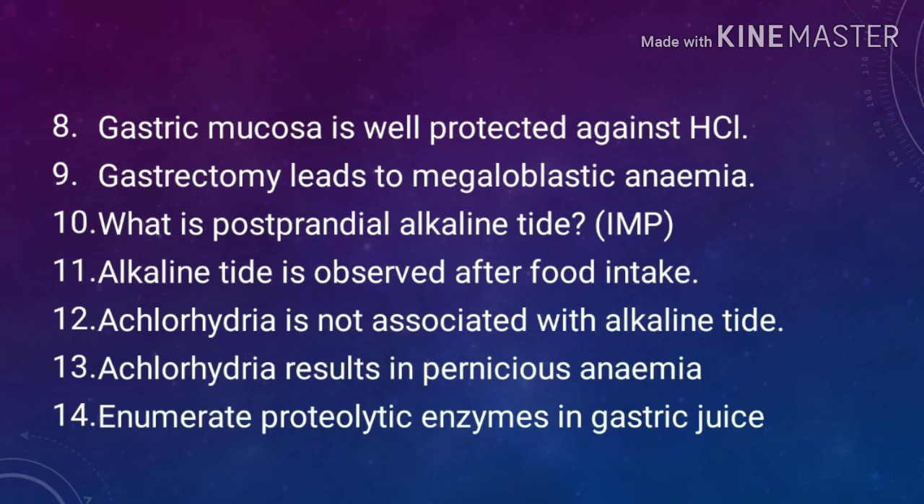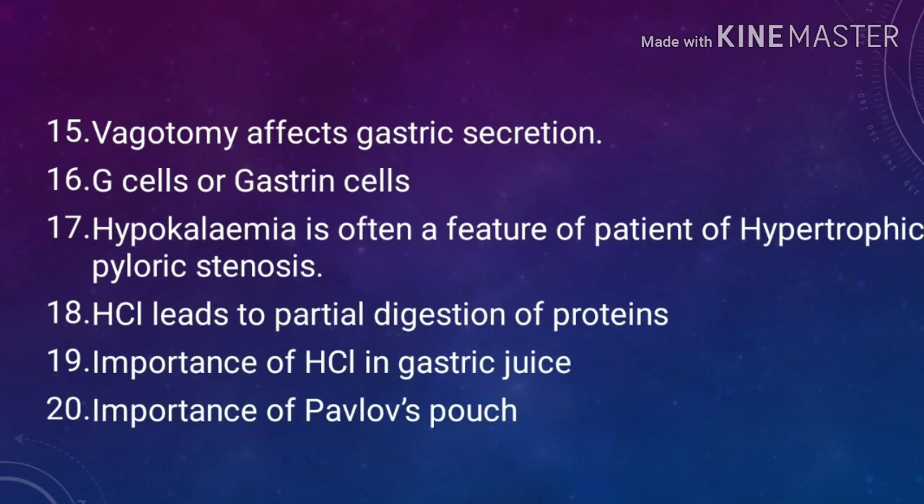11. Alkaline tide is observed after food intake. 12. Achlorhydria is not associated with alkaline tide. 13. Achlorhydria results in pernicious anemia. 14. Enumerate proteolytic enzymes in gastric juice. 15. Vagotomy affects gastric secretion. 16. G cells or gastrin cells.